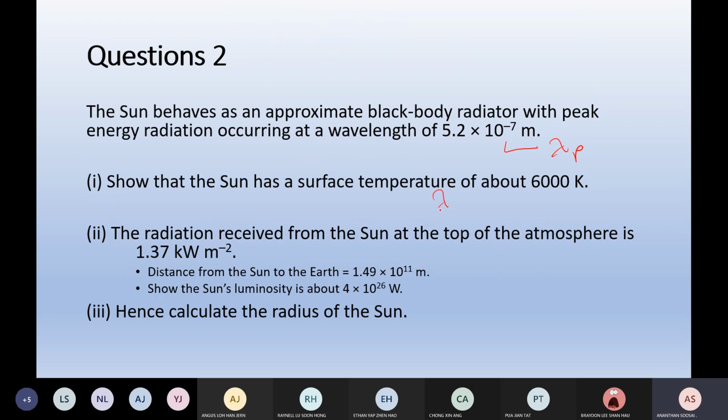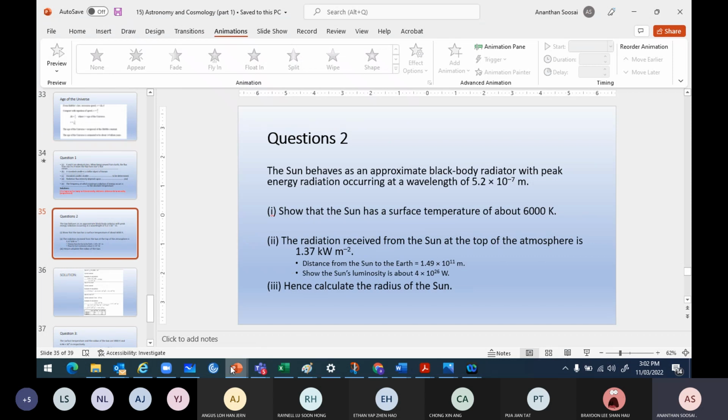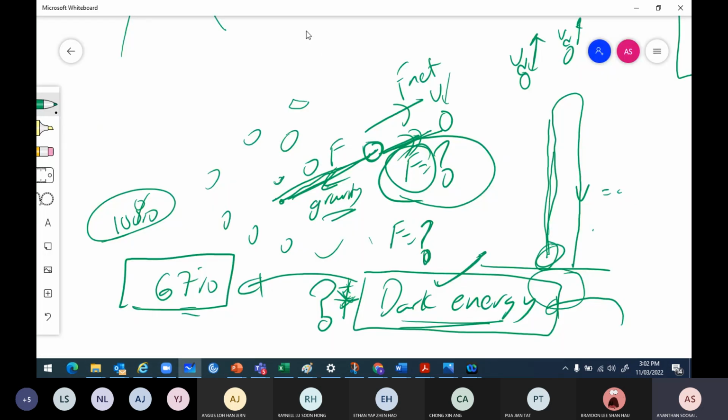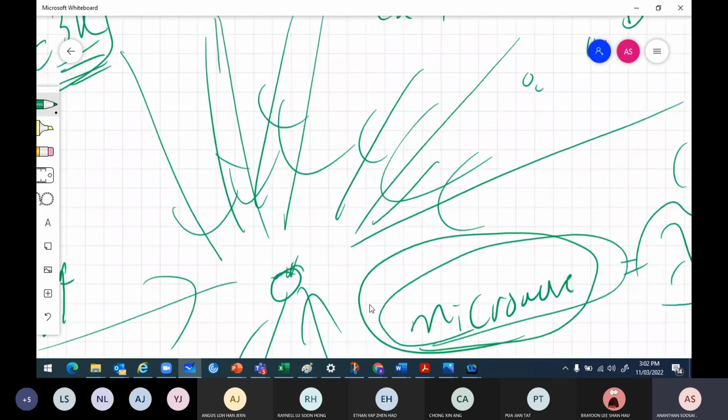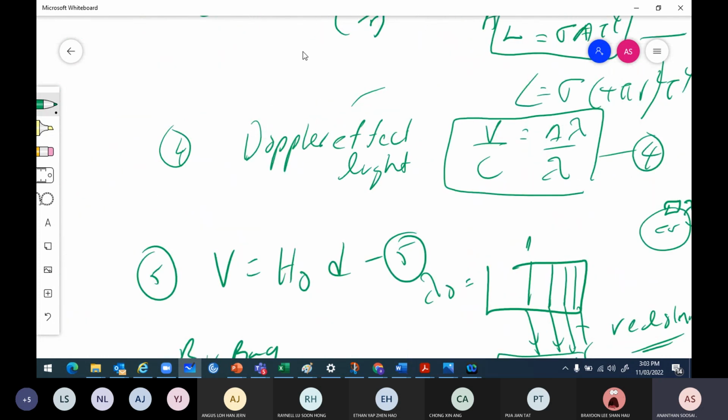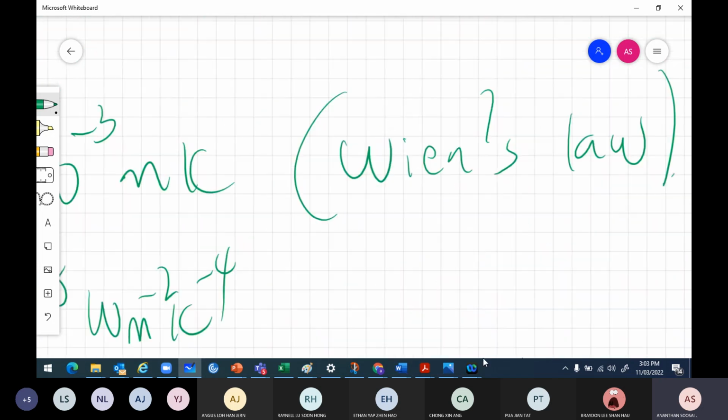So of course lambda P multiplied by the temperature should be the constant. How much is the constant? Like your actual examination, the constant is not provided. So remember the constant. What's the constant for Wien's law? 2.3, right? 2.3 times 10 power negative 3.